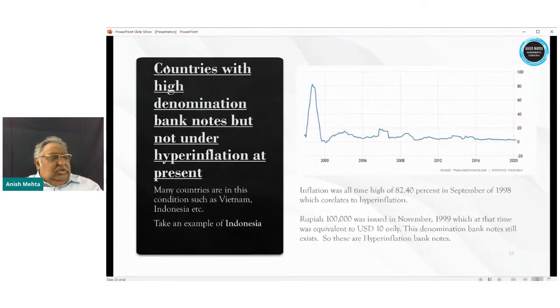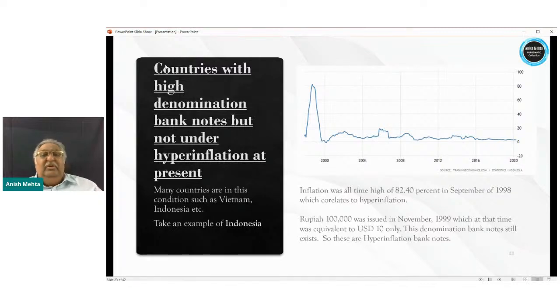Now, there were questions asked many times that when you come to hyperinflation banknotes, there are countries today where there is no hyperinflation, but they still have high denomination banknotes. Now, the question in this is that it may happen that the hyperinflation may have set in earlier. That is where the currency notes became introduced of a higher denomination.